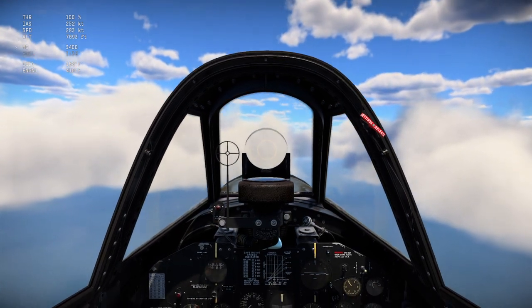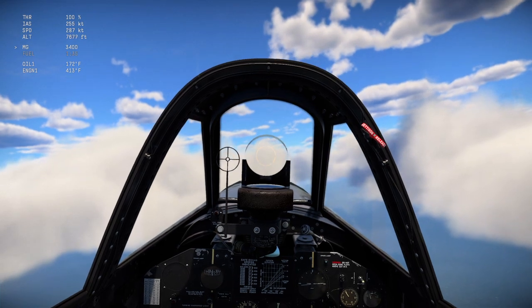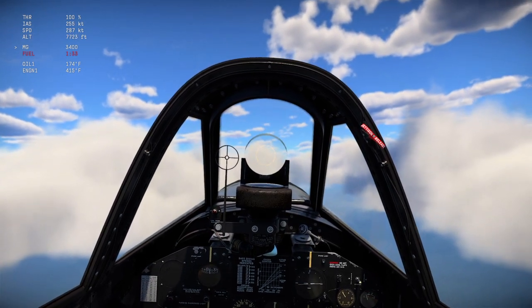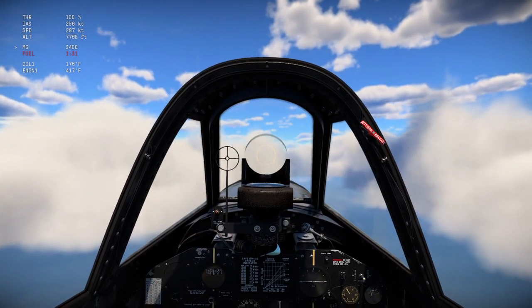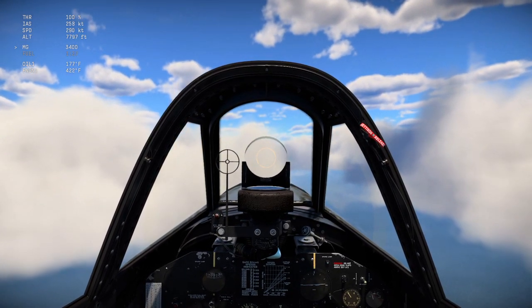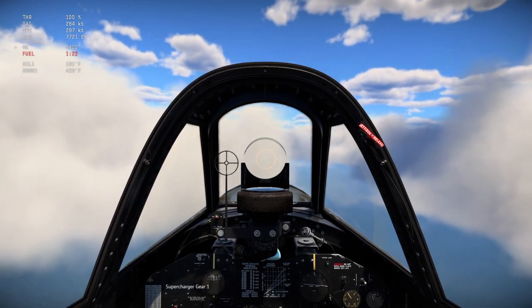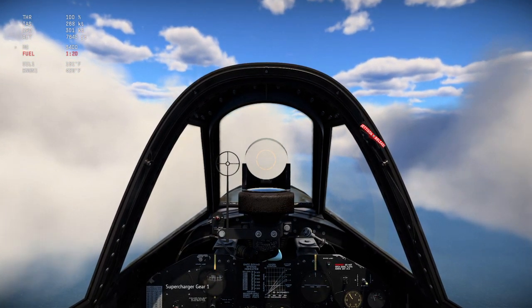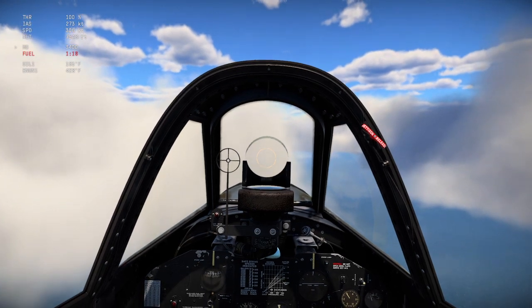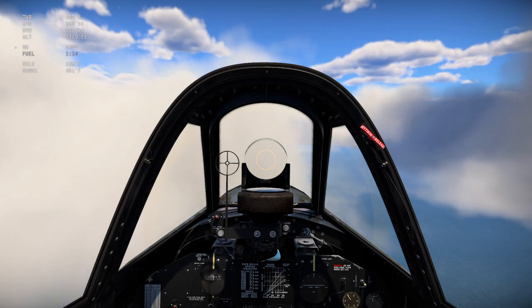Next is turbochargers and superchargers. If you want to hear about turbos, go to my P47 video, because the turbocharger is only in the P47. So superchargers. P47s only have one gear. So with superchargers, you want to run supercharger gears at about 8,000 feet or 2,500 meters, give or take.